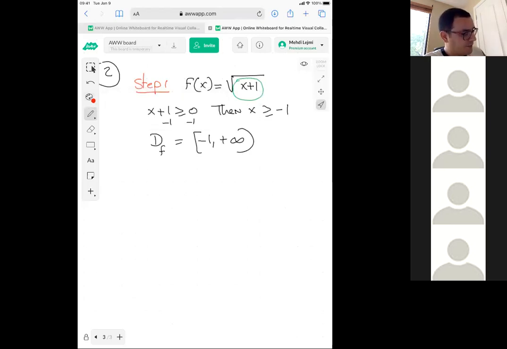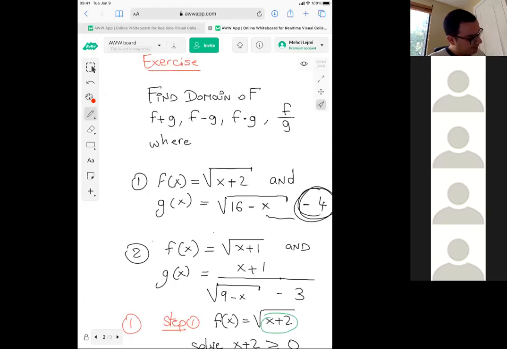Now, step 2, for the domain of g. Here, for the domain of g, you need to be careful, because your g is x plus 1 over, so x plus 1.